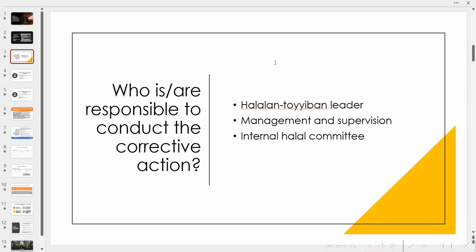Who is responsible in the production of halal products and services to carry out this corrective action? Halal Toyiban Leader, Management and Supervision, and Internal Halal Committee. Dah belajar ke Internal Halal Committee? How many people minimum? 4. Alright. Habis tu kalau tiba-tiba ada makcik yang buat kerepek tu dia seorang je.